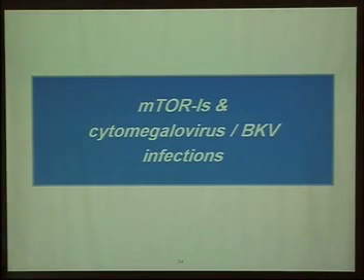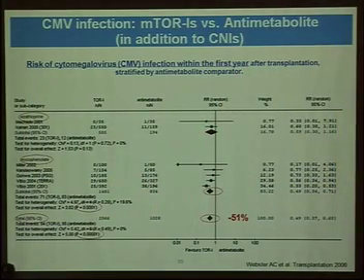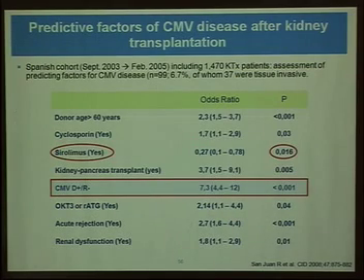So, what about now? I will finish with mTOR inhibitors and CMV infection. This is a meta-analysis published by Rostaing some time ago, 2006, in which he analyzed the risk of CMV infection during the first year of transplantation in those patients in whom immunosuppression was based on CNI plus antimetabolite or CNI plus mTOR inhibitors. And you see that, in fact, having mTOR inhibitors plus CNI increased by 51% the risk of CMV infection. This was a meta-analysis.